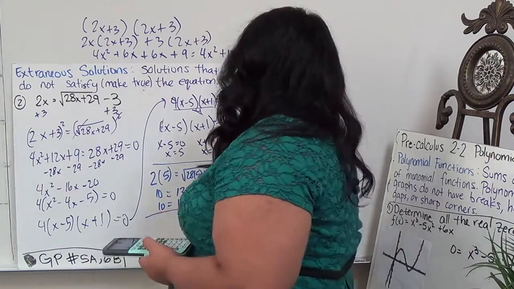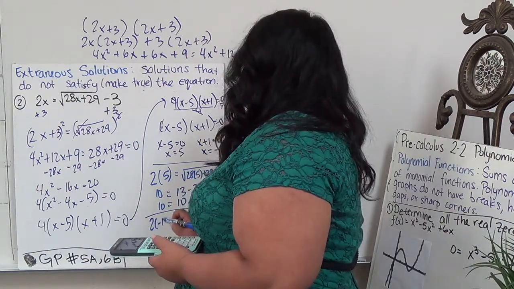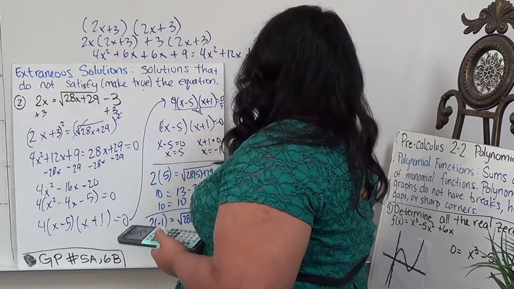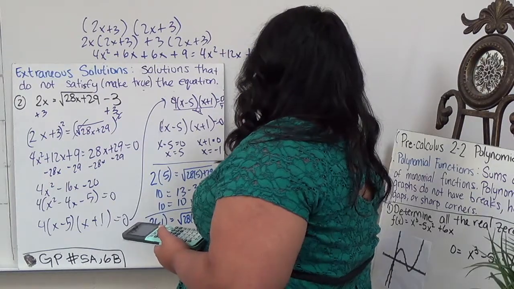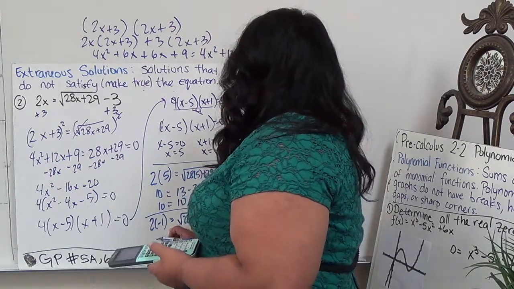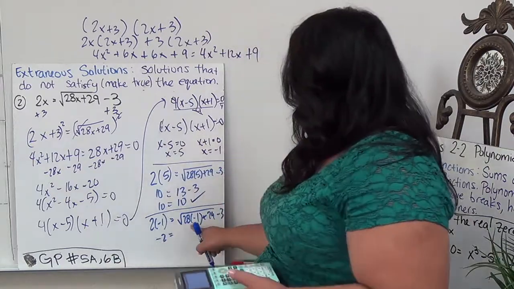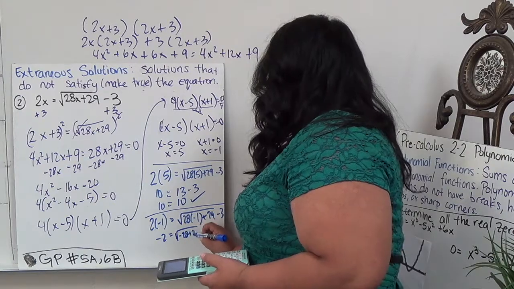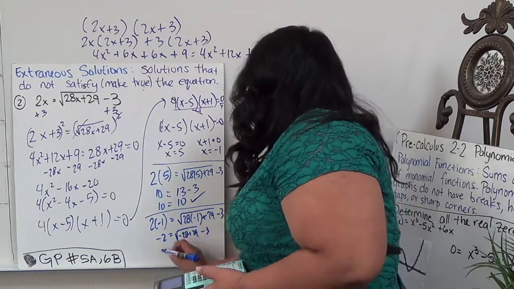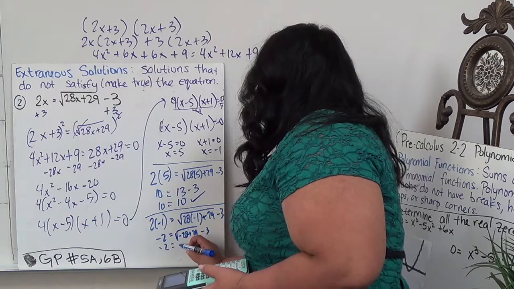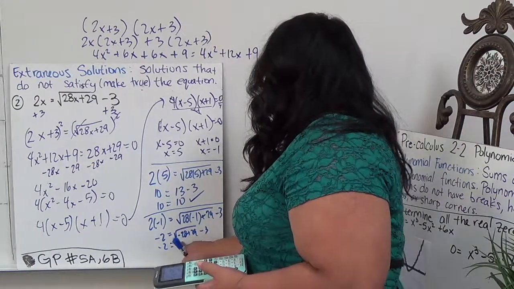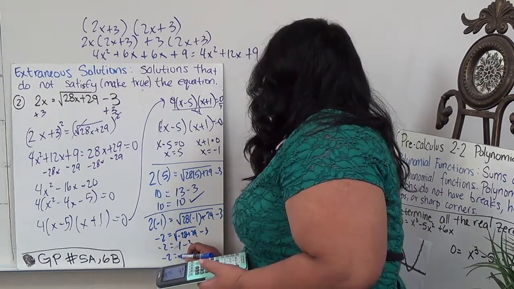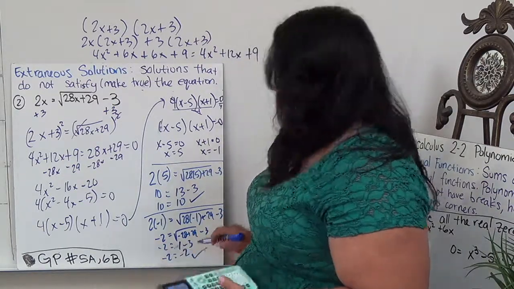So now I have to do the same thing with negative 1. 2 times negative 1 equals square root of 28 times negative 1 plus 29 minus 3. 2 times negative 1 is negative 2 equals square root of negative 28 plus 29 minus 3, which gives me negative 2 equals 1 minus 3. So negative 2 equals negative 2. So this also is an answer.